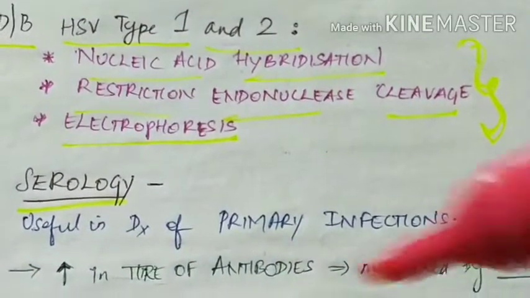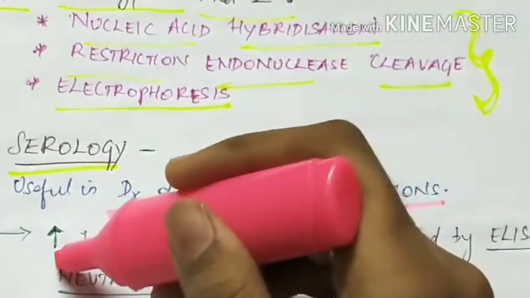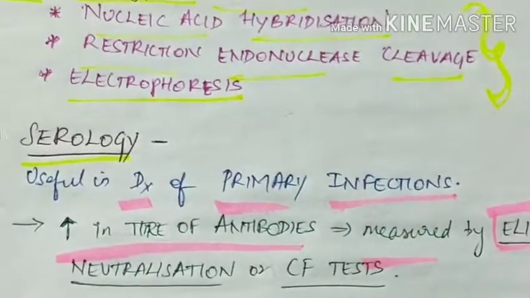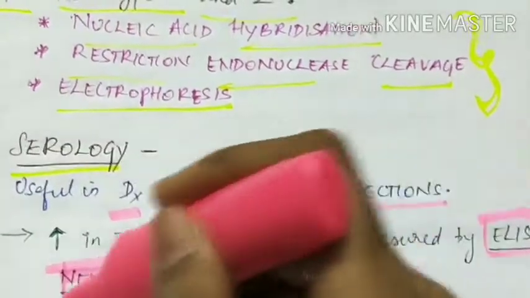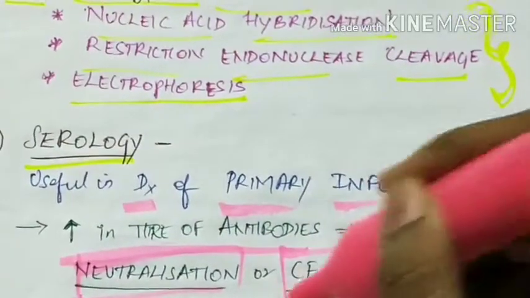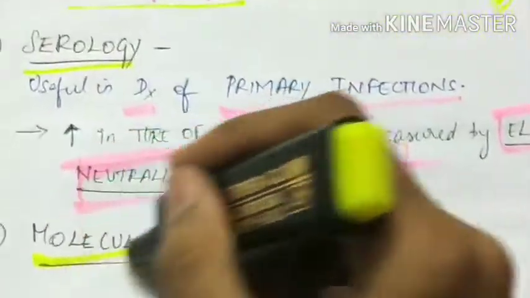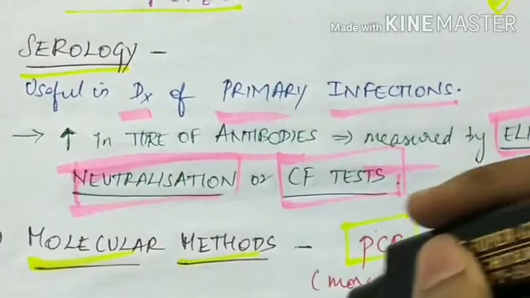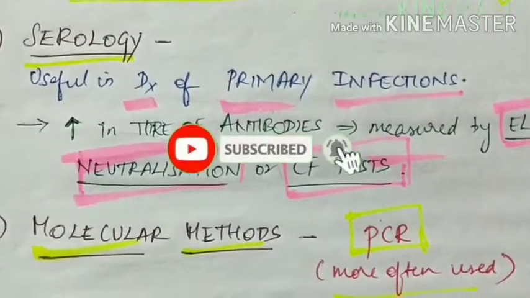Fourth is serology. Serology is used in diagnosis of primary infections. So here the increase in titer of antibodies is measured by ELISA, enzyme linked immunosorbent assay, neutralization or complement fixation test. The fifth is molecular methods, which includes PCR, polymerase chain reaction, and this is more often used for lab diagnosis of herpes simplex virus.